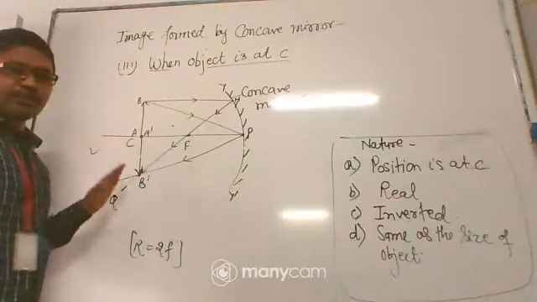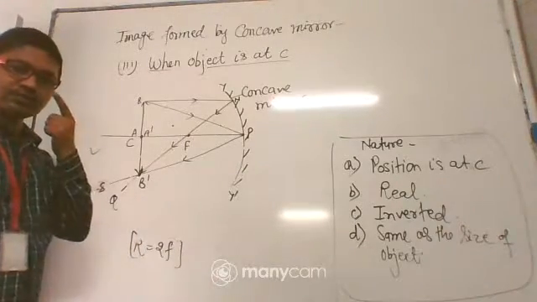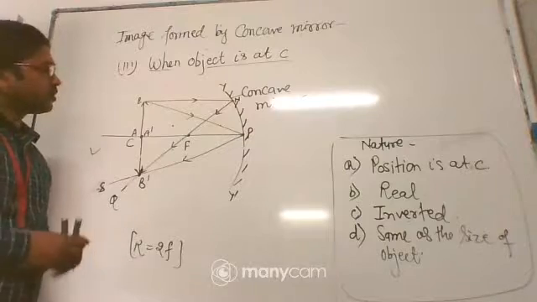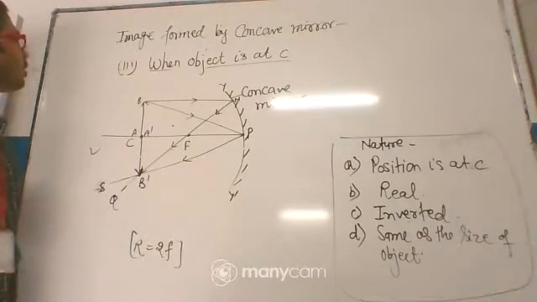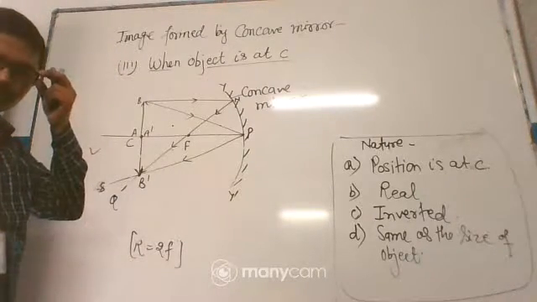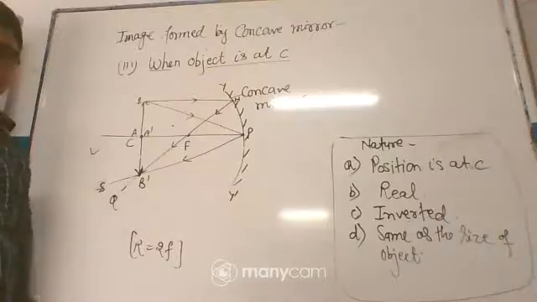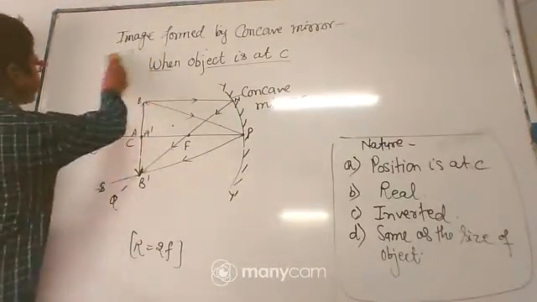You can see the visibility of all these things is very clear, so you can note them down in your copy easily. Okay, so try to note down. I am going to explain the next case, that is when the object is between F and C. So let's see the next case, case number 4.